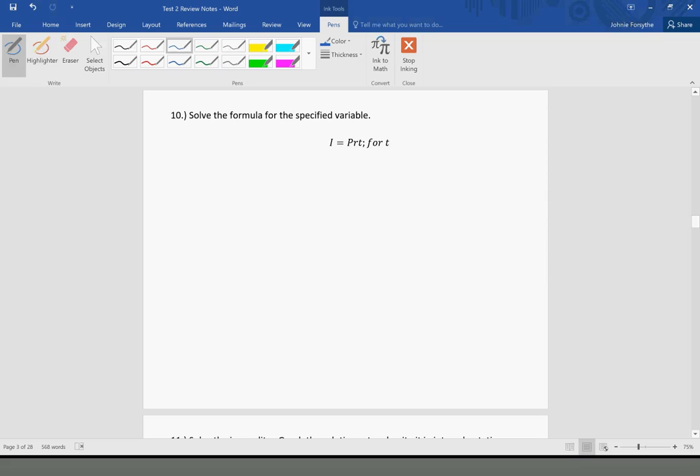Okay, number 10, solve the formula for the specified variable. I have I equals PRT, which is P times R times T. And I want to solve for T.